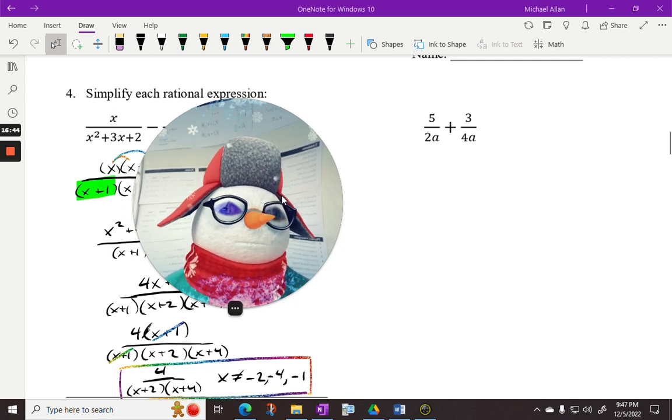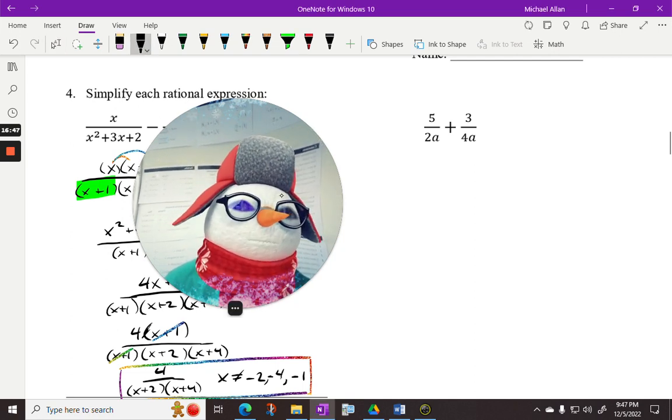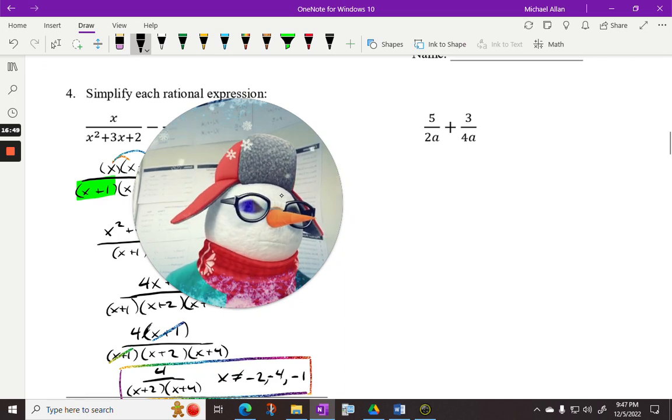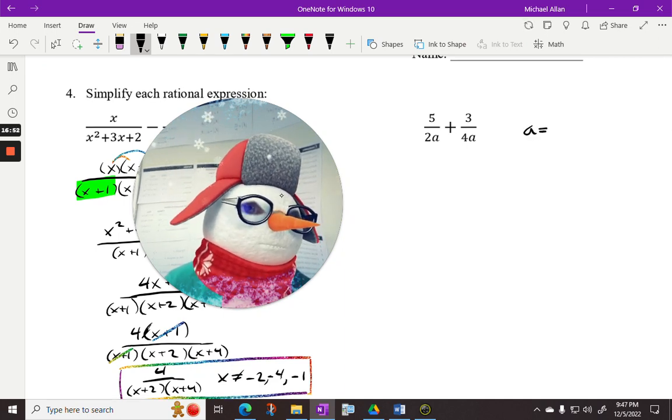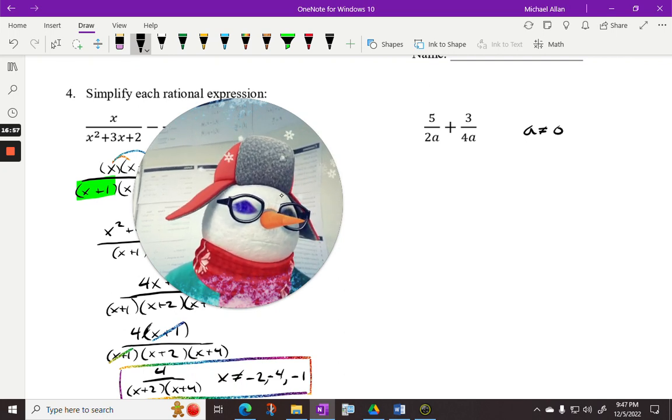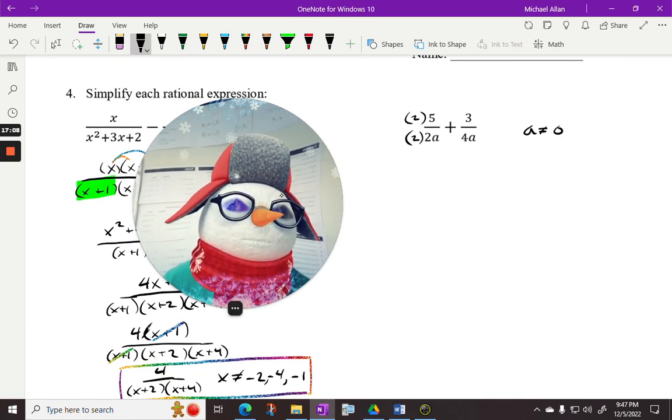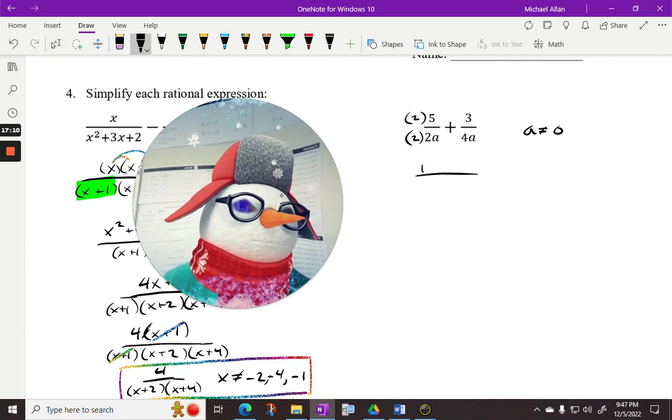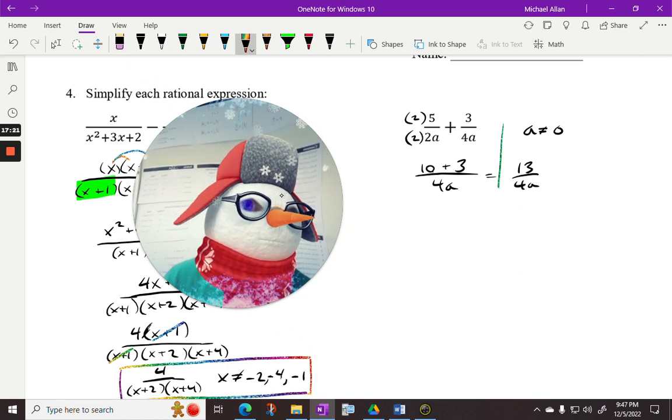All right, so this next one seems like an easier question. I don't know why I had to worry about this one. Right now I know a can't be 0. The denominators are not the same. You just have to figure out how to make them the same. If I just times this other side by 2, I can get 4a. And that means I just times the top by 2, just like we times the top and bottom of the other ones. So I get 10 plus 3. In the bottom I have 4a. And then I have here 13 over 4a. Okay, that was a pretty simple question.